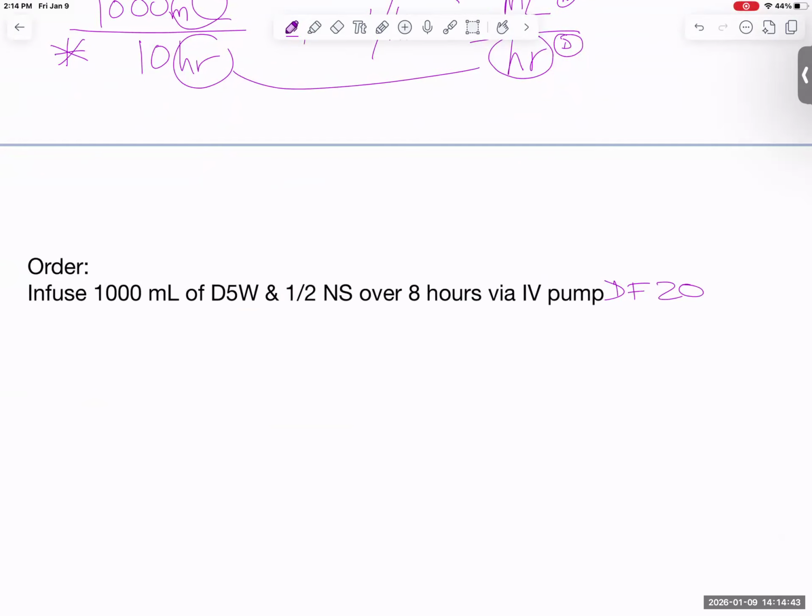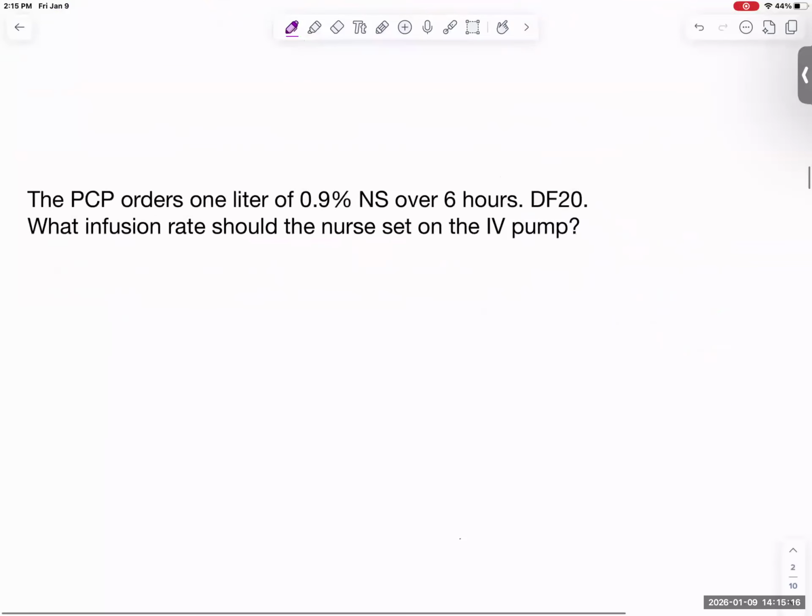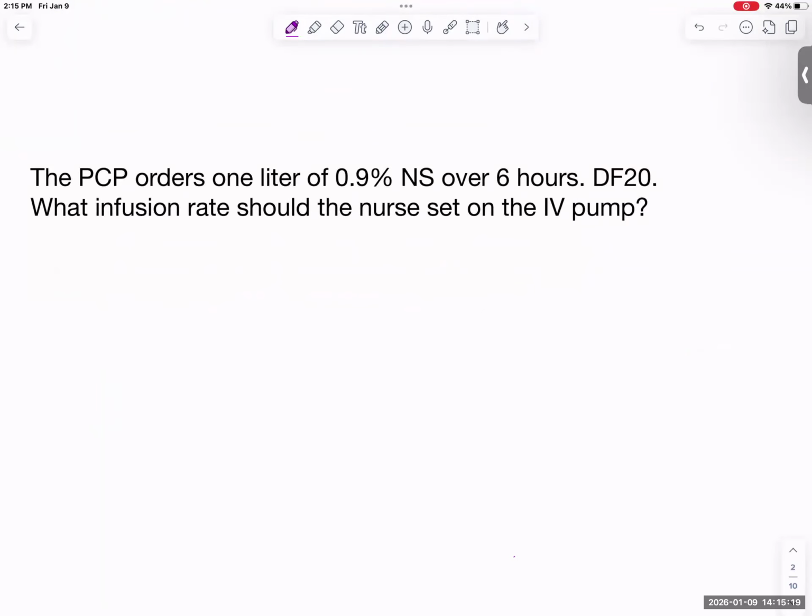Infuse 1,000 milliliters of D5W and half normal saline over 8 hours via an IV pump. What's my answer? I have a pump. What am I solving for? Milliliters per hour. 1,000 milliliters over 8 hours. What's the answer? 125. 125 milliliters an hour, and that's how you have to write it. So please do this one. I'll give you a minute.